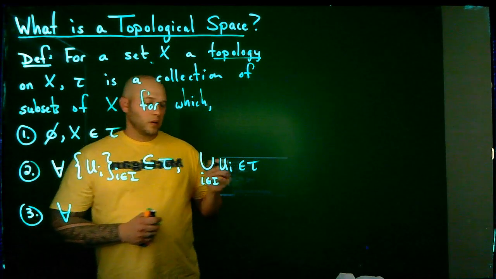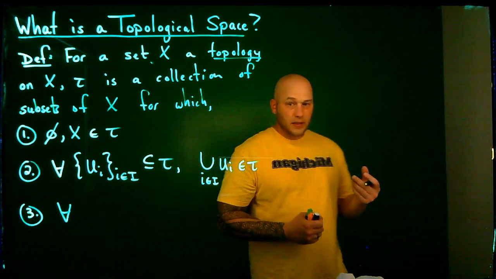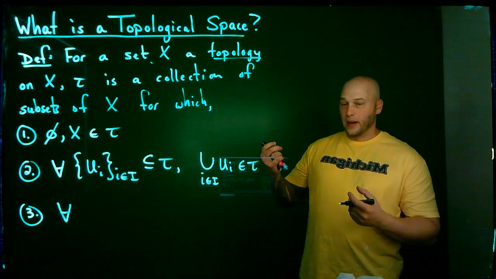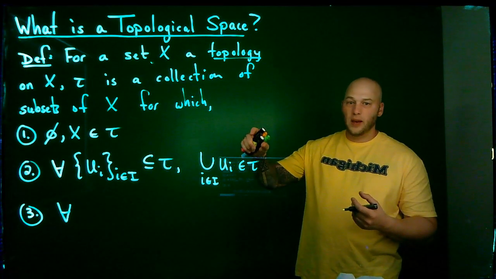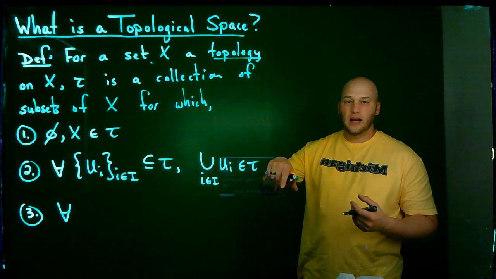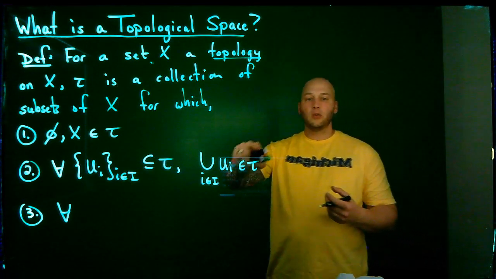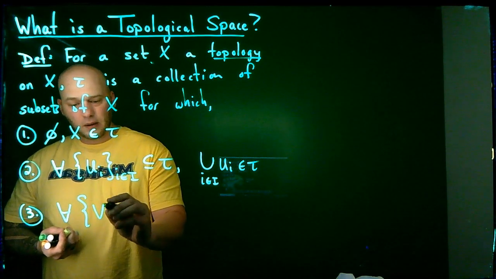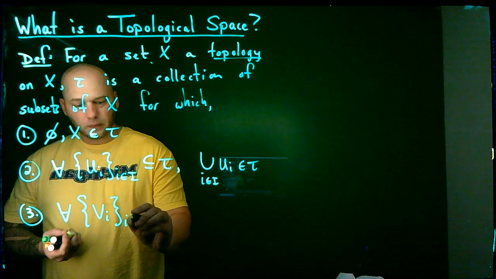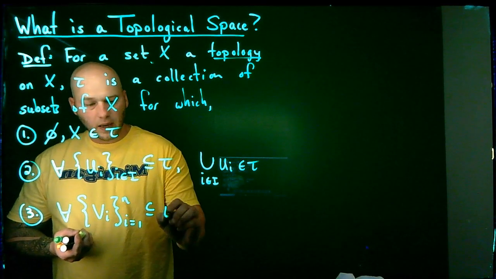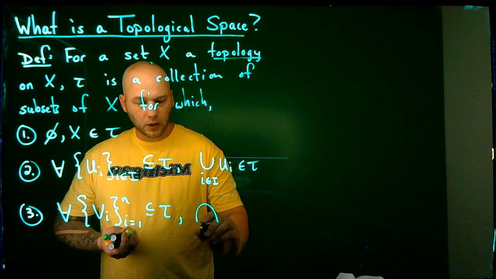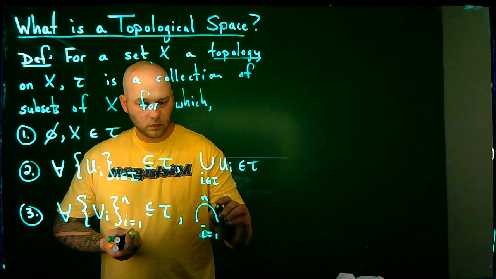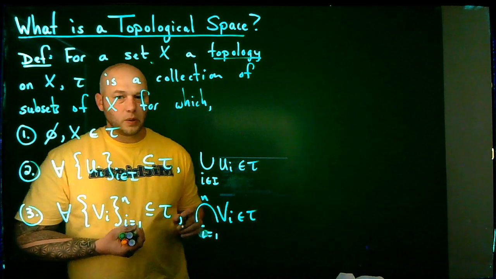3, let me say this before I write it. If I take any finite collection of elements of tau, which are also subsets of X, their intersection must be contained in tau. So tau must contain arbitrary unions and finite intersections. Written symbolically, this says for any finite collection that is a subset of tau, the intersection must be contained in tau.